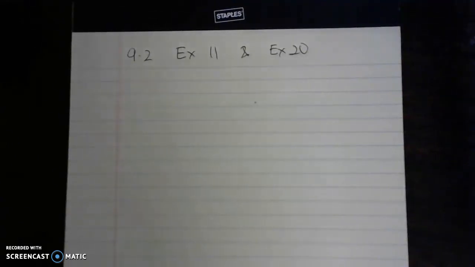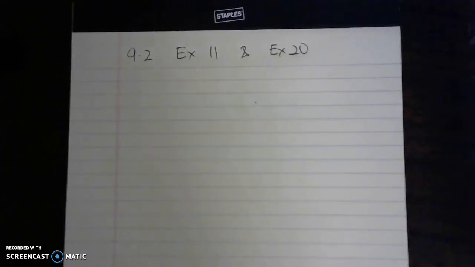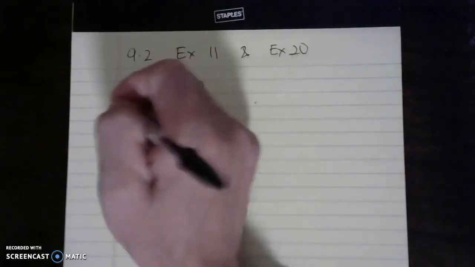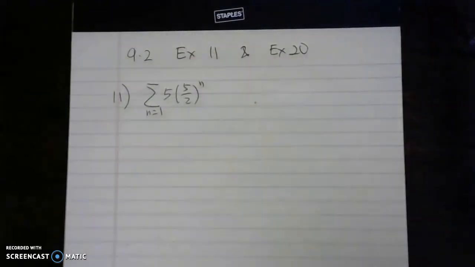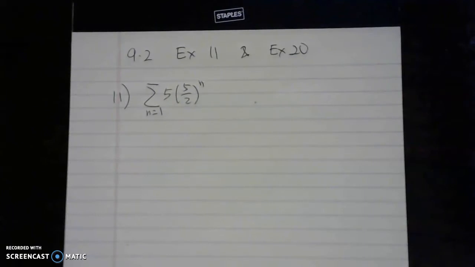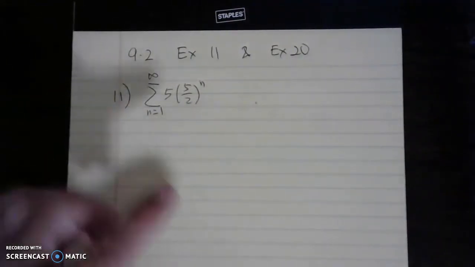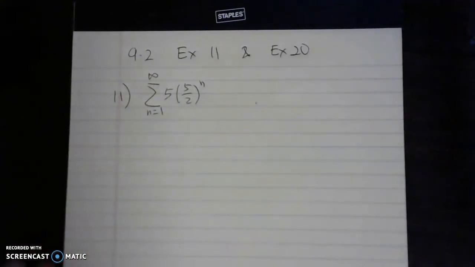Today we work on exercise 11 and exercise 20 on section 9.2. So this is the problem in exercise number 11. It says, can you verify whether it converges or diverges? So here is a series that looks like that, and the terms are all like that.